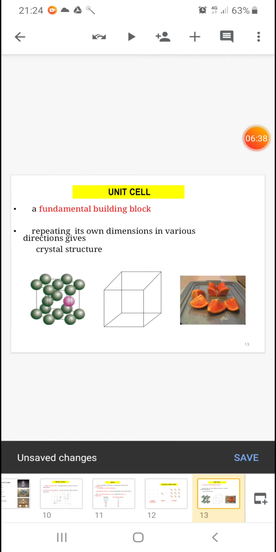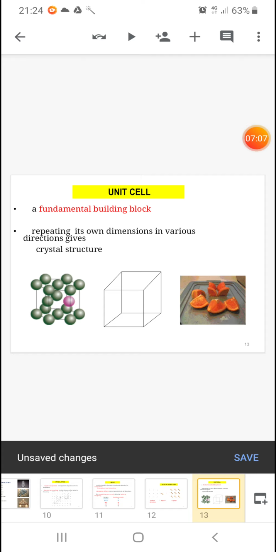Now, after that, the important quantity in the crystal structure is the unit cell. Unit cell is nothing but a fundamental building block, and repeating its own dimensions in various directions gives the crystal structure. These are the figures. Here the fundamental building blocks are observed in a repeating manner.